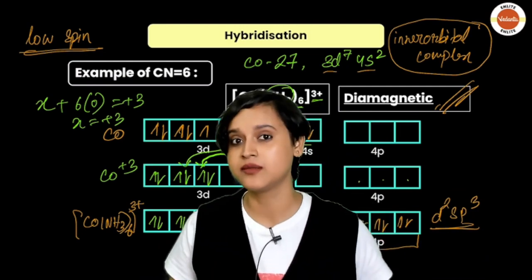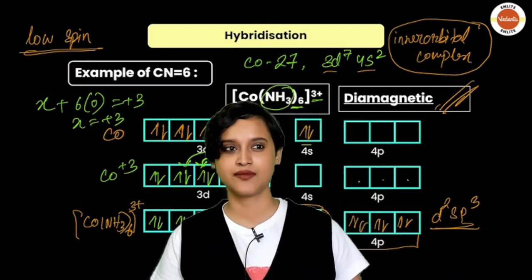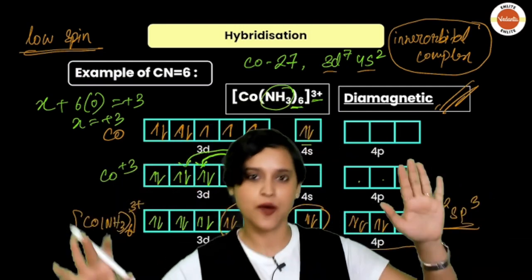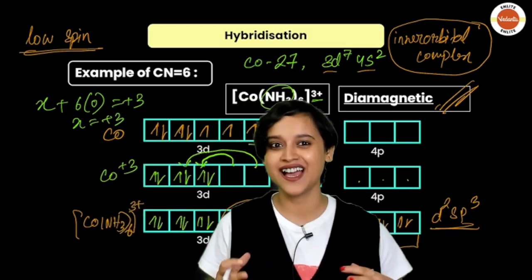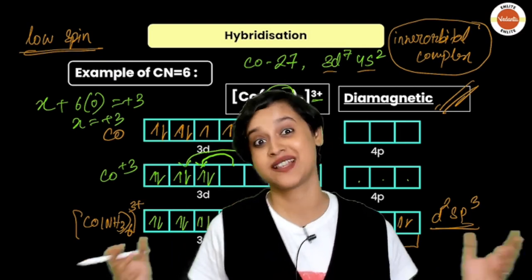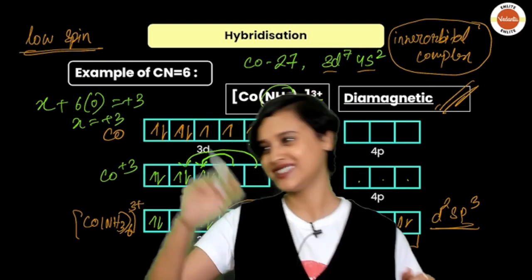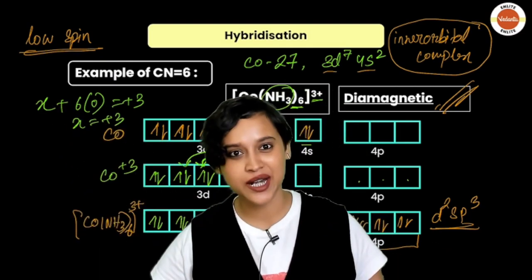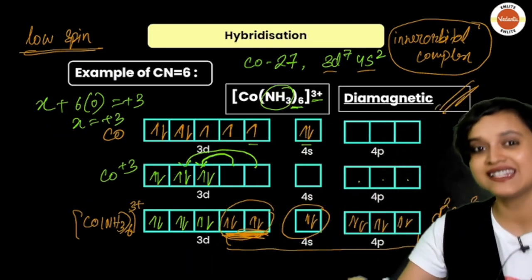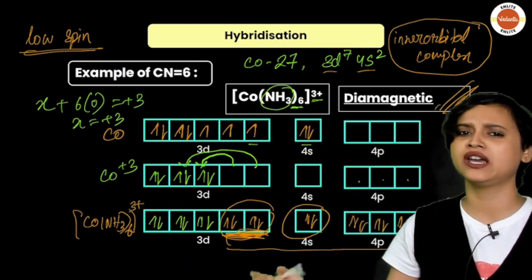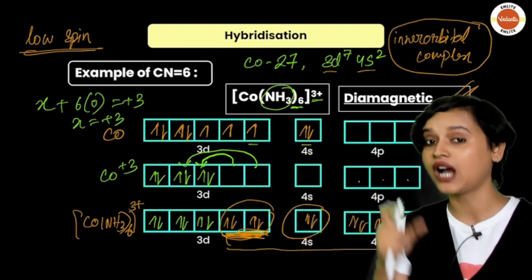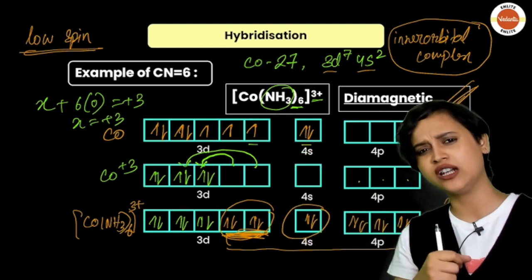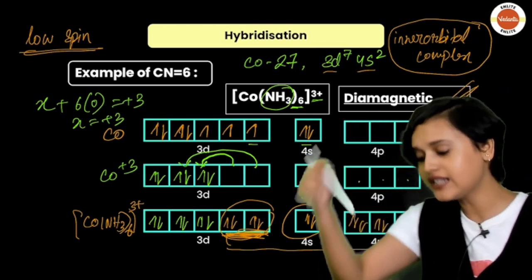I dance sometimes. Yeah, I do dance. I go all crazy, like woohoo. So, high spin. In a class, I'm supposed to maintain the decorum because I'm a teacher. Low spin. Outside, high spin. You're getting my point? So here also, everybody is paired. Low spin. If they were not paired and there were empty orbitals, if they were unpaired, then maybe we would call it high spin. Okay, so let's check it out now.